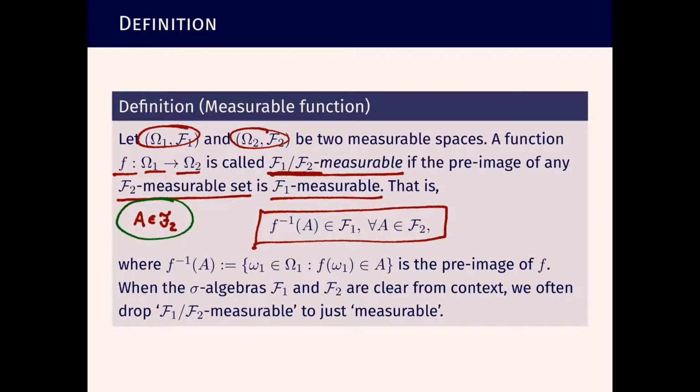And the definition, of course, of preimage of a set is the set of all points that are mapped into that set. And we may omit this notation F1, F2 from the definition here if it's clear from the context which are these sigma algebras F1 and F2.